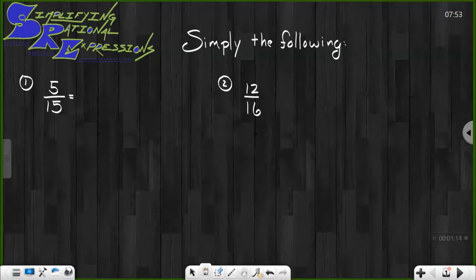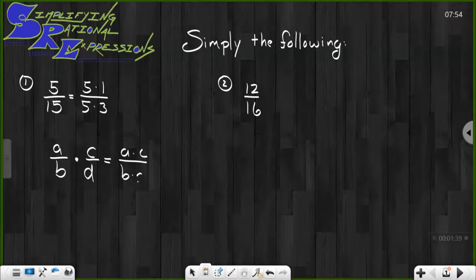In other words, the number 5 on top could be rewritten as 5 times 1. Over, on the bottom, we've also got a 15 here. It could be rewritten as 5 times 3. All right? And when we look at multiplying fractions, we have always multiplied fractions where we have a over b times c over d, just to give an algebraic example here. That was always a times c over b times d. We always just multiply top times top, bottom times bottom. Using that same idea, 5 times 1 over 5 times 3 pulls apart. It's really 5 over 5 times 1 over 3.